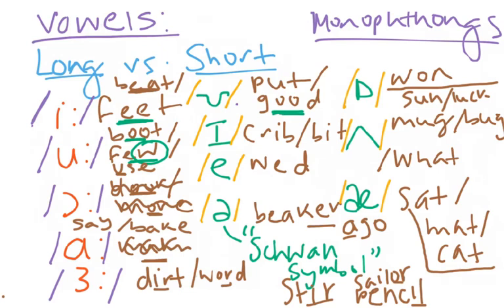Now, let's move on to the short monophthong vowel sounds. These sounds are ooh, such as in the put example or the good example. We did go over this before. Another word could be the word hood or book.